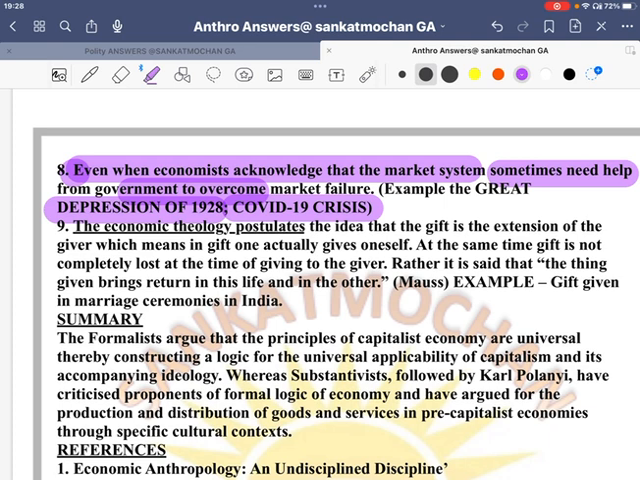Fine. Now let's go again. The economic theology postulates the idea that a gift is an extension of the giver, which means that in gifting, one actually gives oneself. At the same time, the gift is not completely lost. Same with the marriage ceremony in India. If my sister's marriage is there and everybody is gifting, go to your home, ask your mother, did you write in some notebook who gave what? And we give back equivalently or even more. Fine. Why do they write it down? This is called reciprocity. Not the day after, but when it's required. Fine.